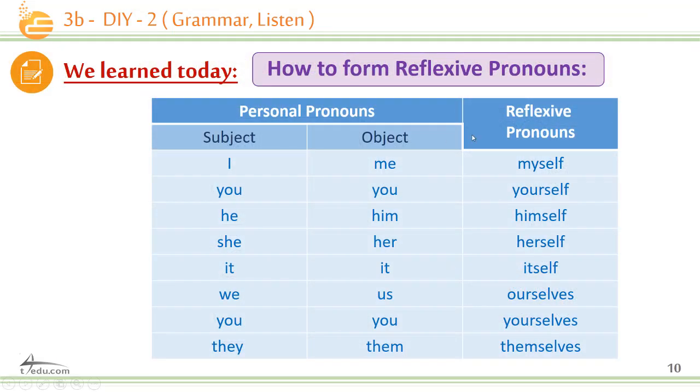Great job. Now, we're going to go back and look at how to form reflexive pronouns to sum up today's lesson. We have the subject: I, you, he, she, it, we, you, and they. And then the object: me, you, him, her, it, us, you, and them. Then the reflexive: myself, yourself, himself, herself, itself, ourselves, yourselves, and themselves.